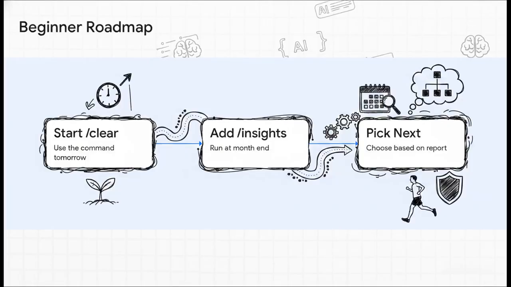So here is your absolute beginner roadmap to simplify those complex workflows once and for all. Step 1, just use /clear tomorrow to kill context bloat. Like we talked about, it's the smallest change with the biggest compounding effect. Step 2, add /insights at the end of the month to see where you're actually spending your time. And step 3, pick your next command based entirely on what that report shows you need.